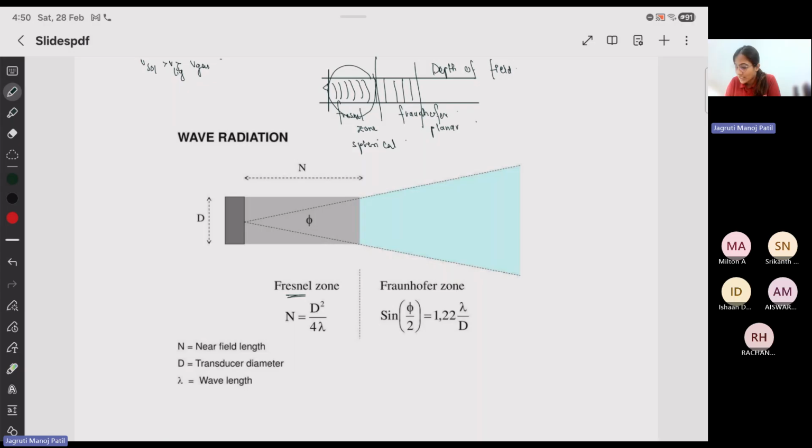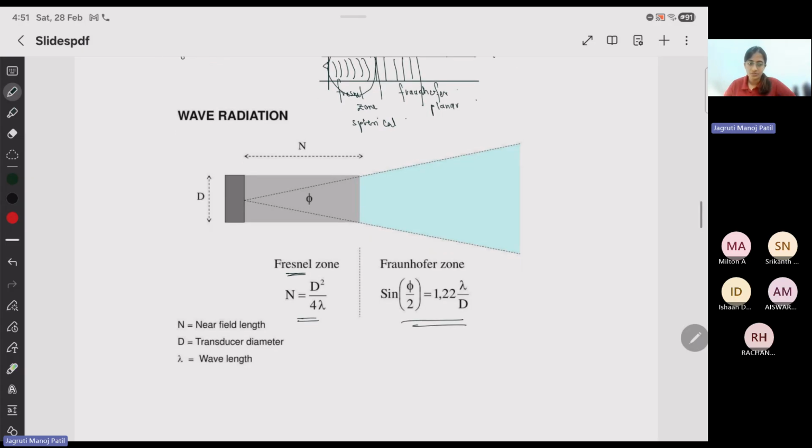And here it's how the field strengths are being designed and what the zones are. Both are from optics. It's not necessary to remember all these formulas. It's just for your basic details of how it comes through.